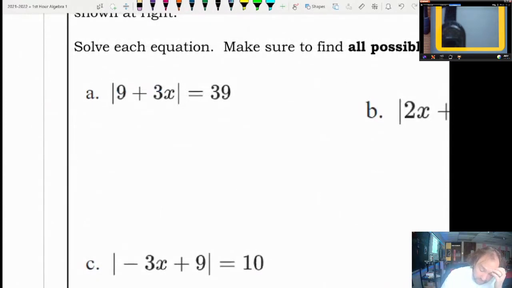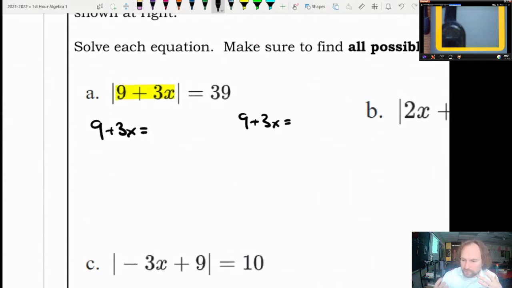What you have to remember is that you're going to take the inside part of the absolute value and write it down twice, I think is the best way. 9 plus 3x equals. Again, I highly recommend you follow any sort of formatting that I'm doing because that'll help you organize your work. Next, you're going to take the number that it equals, 39, and write it once positive and once negative, and these are the two problems you have to solve.